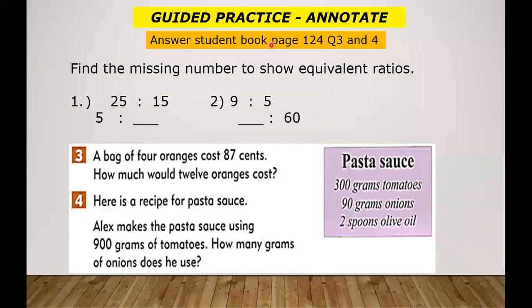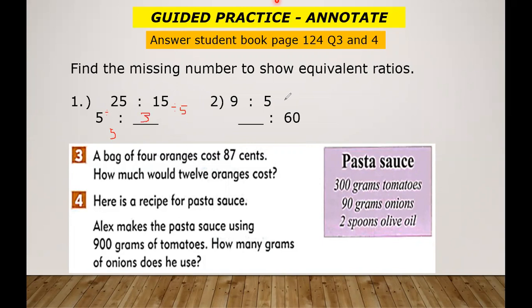Okay, in your student book, page 124, question 3 and 4, let's answer this one. You can try it first before I give you my answer. Find the missing number to show equivalent ratios. We have here 25:15. What did we divide 25 by to give us 5? So we are writing it into simplest form. 25 divided by 5 is 5. Therefore, we will also divide this by 5. So it will be 3.